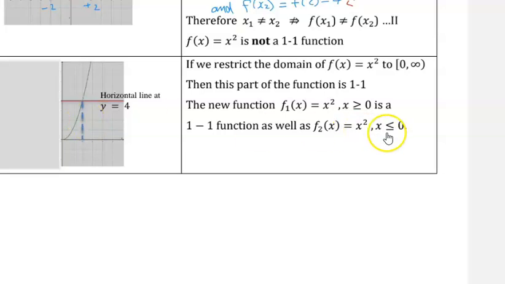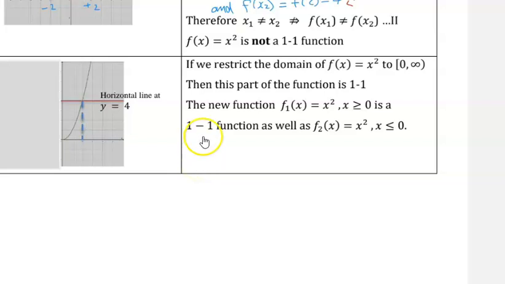Or we can have the left-hand side of the graph. Then we can see that a horizontal line will cut the graph only once. And in this case, we will have a one-to-one function.